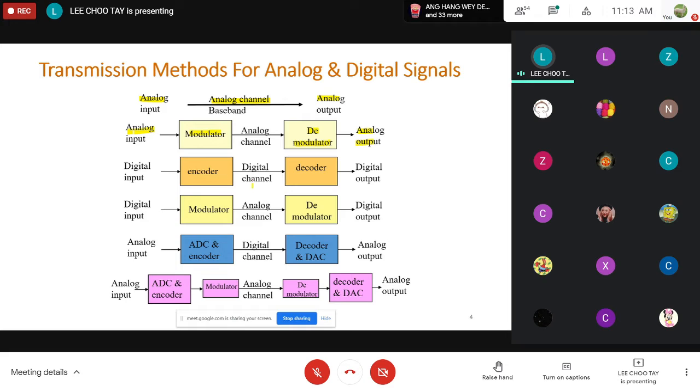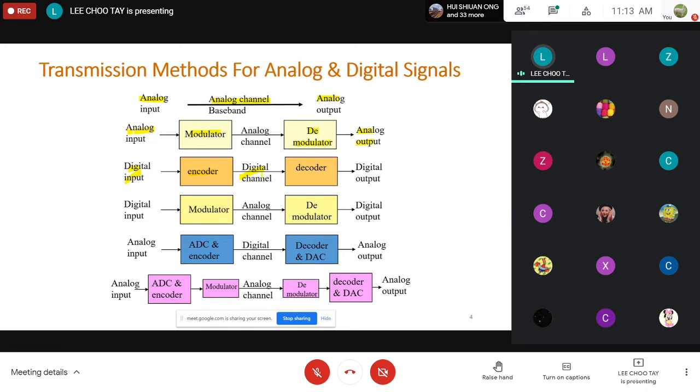Then for digital, we actually studied this in the previous chapter. When our signal is digital, we need to encode our signal to convert our strings of ones and zeros into an electrical waveform so that it can travel on a digital channel. Again, a digital channel is a wired channel.